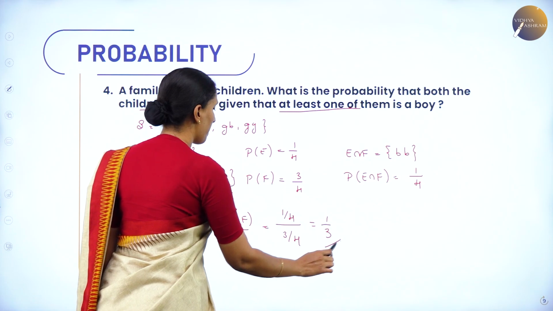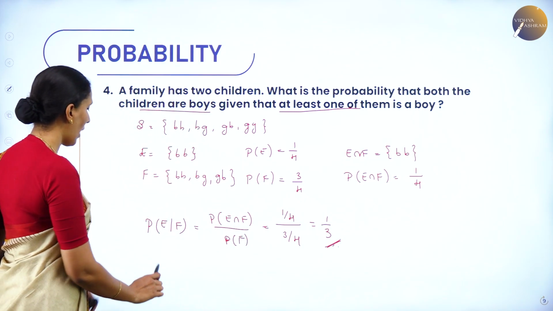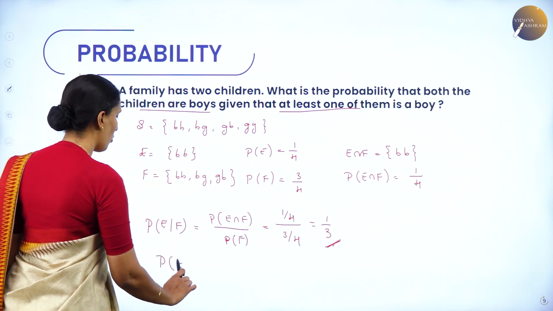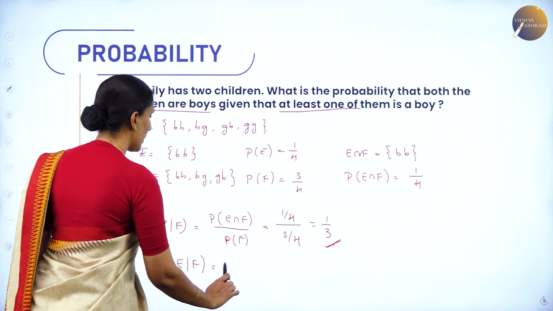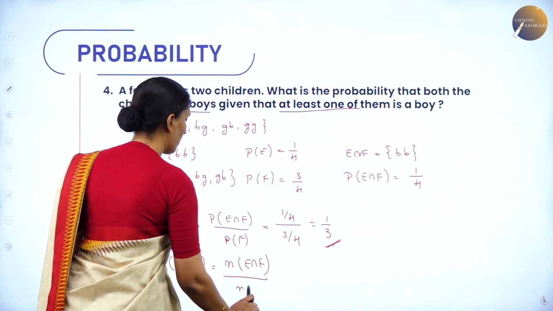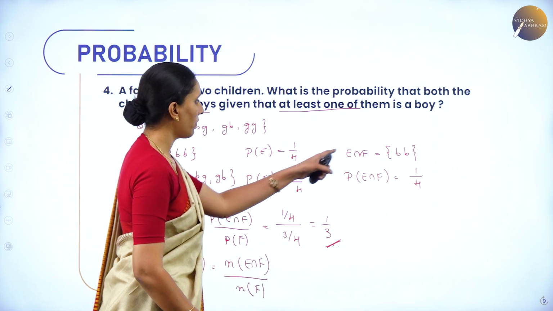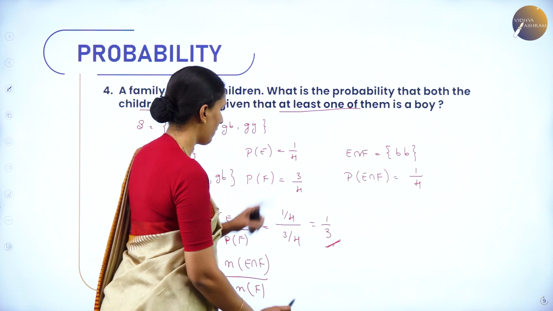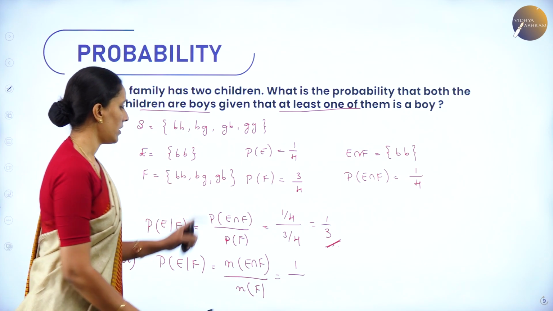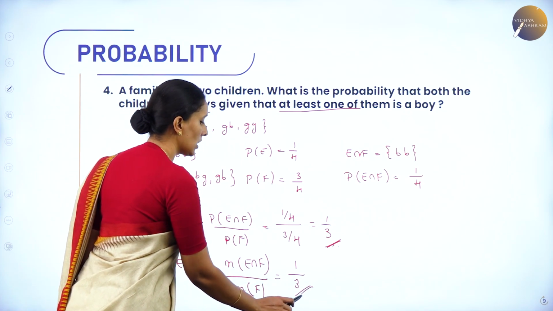So now if we substitute here, it is 1 by 4 divided by 3 by 4, which is equal to 1 by 3. See, the same thing can be done with an alternative method, that the probability of E given F can be written as number of elements in E intersection F divided by number of elements in F. So number of elements in E intersection F is only 1, and in F it is 3. So 1 by 3, which will be one and the same.